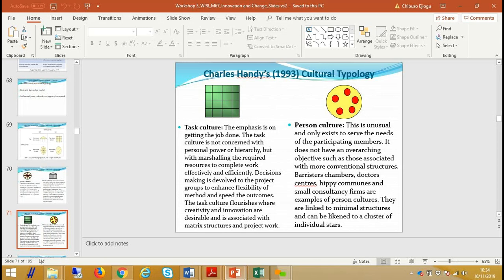And so there's no uniform way of doing things. It depends on the person, the charismatic star or expert or person there. So we find it a lot in management consulting companies, law firms, some hospitals with key doctors and so on. So these are common types of culture.